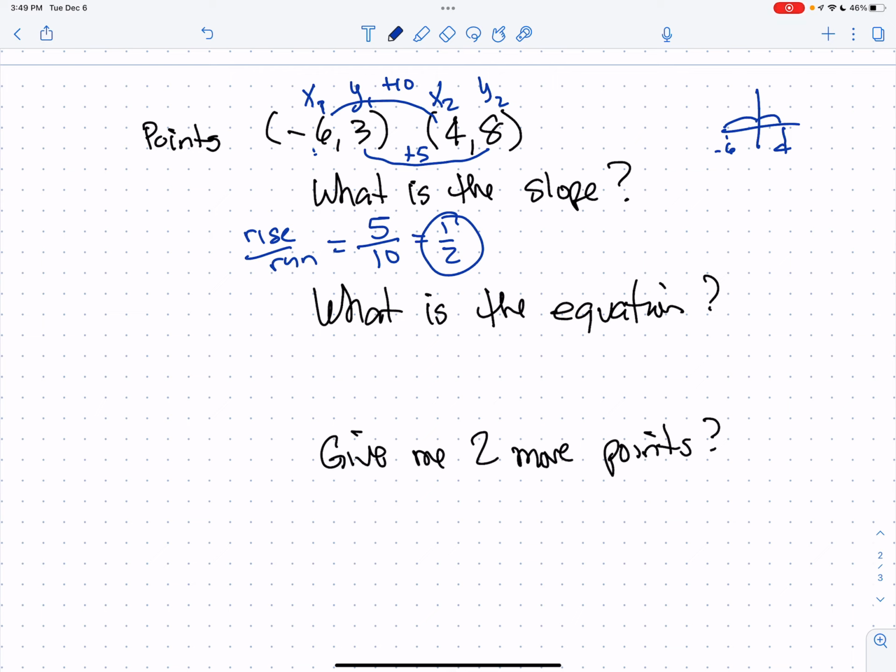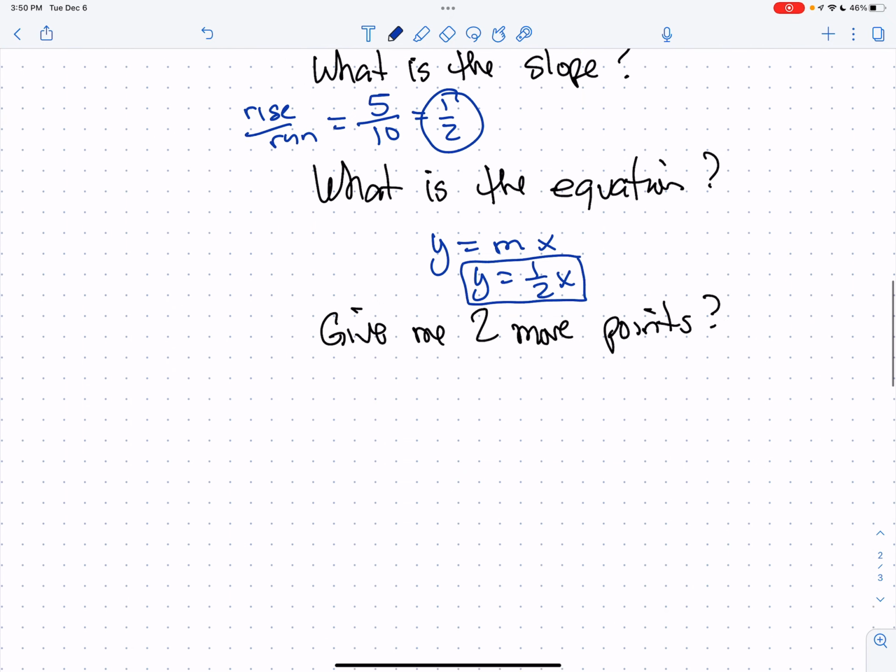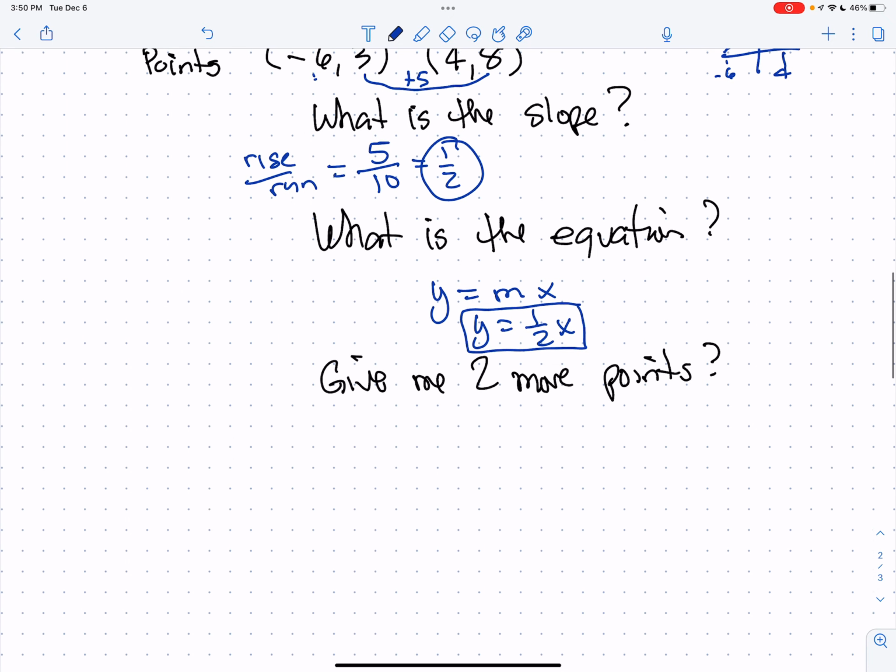So I'm going to go ahead and pause and give you a chance to now put that in the equation. Okay, here's the equation. Y equals mx, right? So y equals, slope is m, 1/2 x. Y equals 1/2 x. That's the equation. All right, now I'm going to pause and let you come up with 2 more points that would be on that line, y equals 1/2 x.